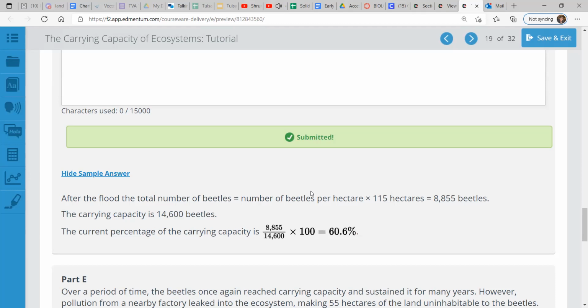So we take this number, 8,855, divide it by the total carrying capacity, and times that by 100 to get a percentage, and you get 60.6%. So just under 2/3 of the carrying capacity.